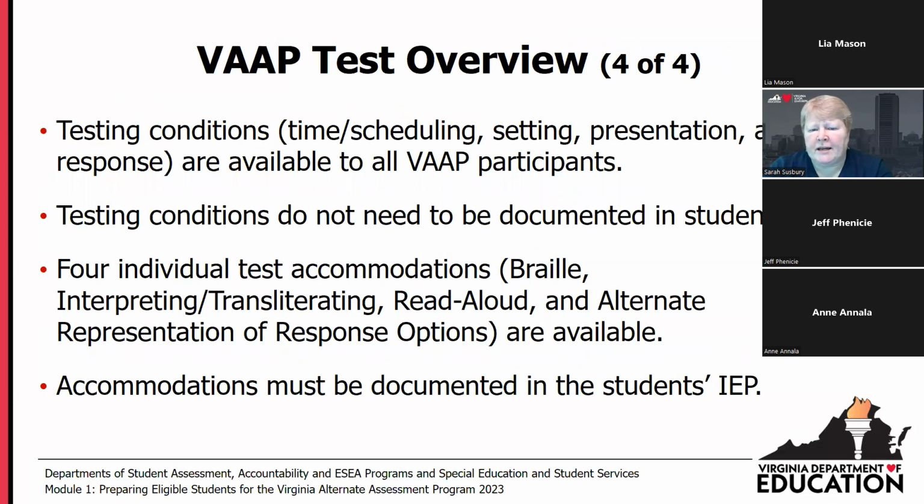And then we're talking about test conditions today, and we're also going to be talking about test accommodations and the differences between those two. First of all, testing conditions are available to all VAAP participants. So that encompasses 4 different categories: time and scheduling, the setting perhaps in which the test is administered, the type of presentation, and then response options or ways that the student can respond. So we have flexibility in those 4 areas. And again, those are considered testing conditions, and they're available to all students that are participating in VAAP.